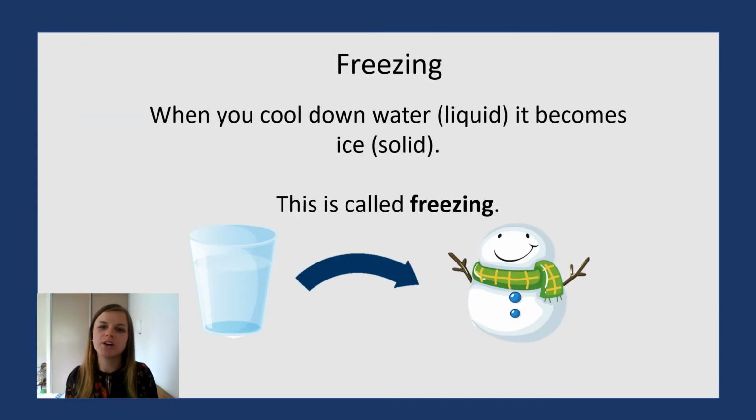We are going to look at how states of matter go from one form to another. First of all, we're going to look at freezing. When you cool down water, which is a liquid, it will become ice, so a solid. If you take water and put it in the freezer, you come back a few hours later and you will have ice. This is called freezing. That is going from a liquid to a solid. You have frozen the liquid to become a solid.